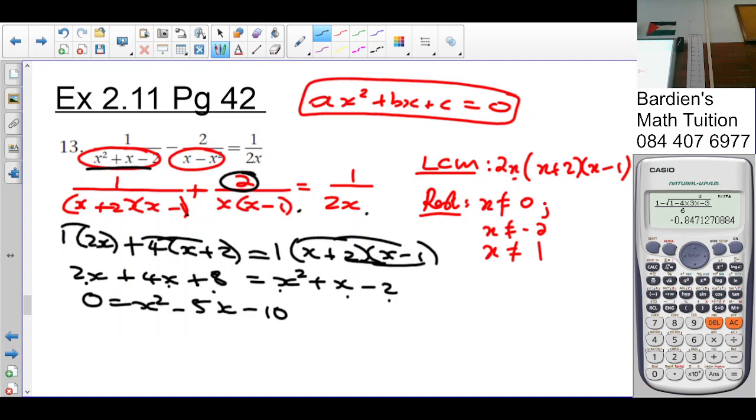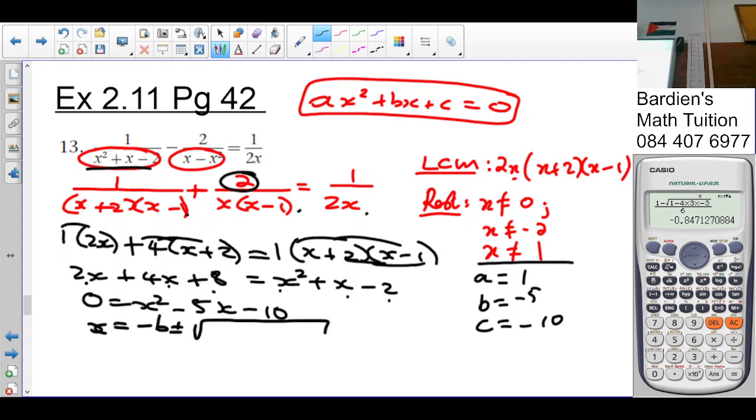So what's my a value? What is the a value? 1. The b value? Negative 5. The c value? Negative 10. What's the quadratic formula? X is equal to minus b plus minus the square root of b squared minus 4ac over 2a. So therefore x is equal to minus b. B is negative 5. Okay?